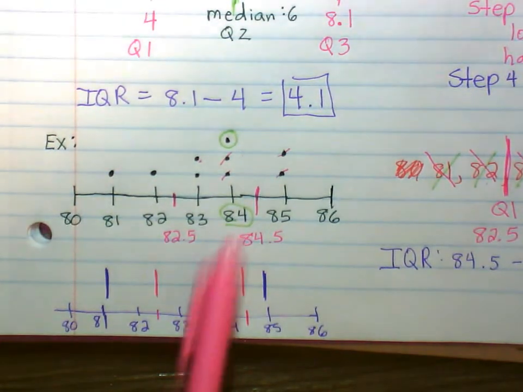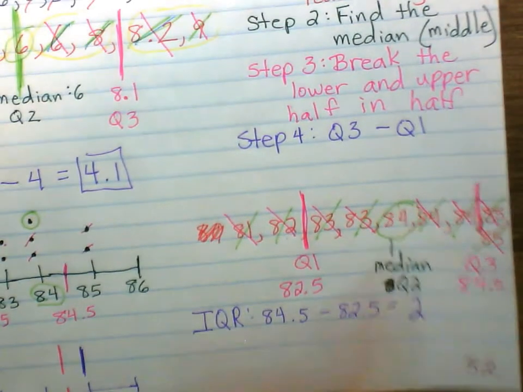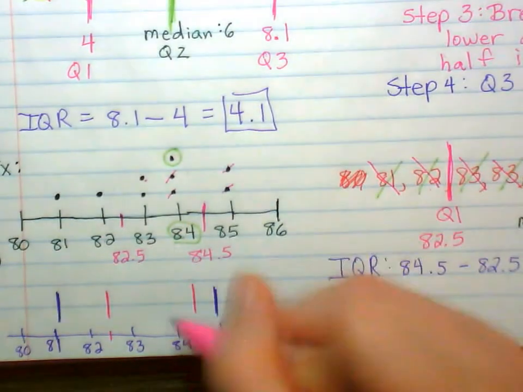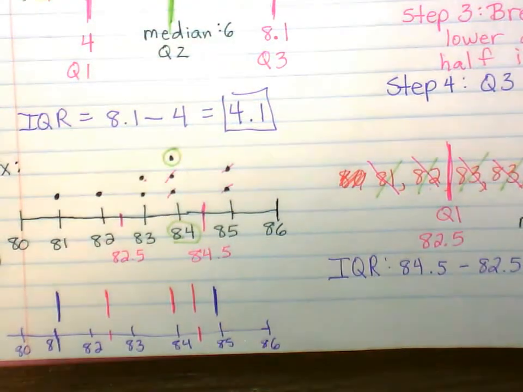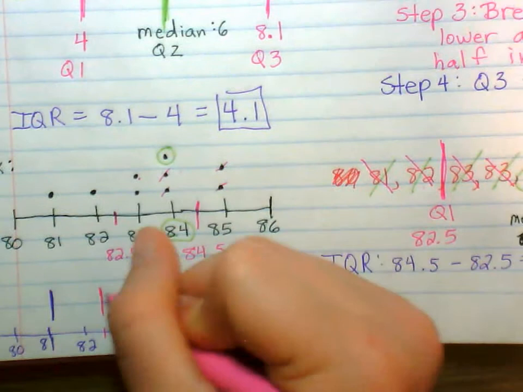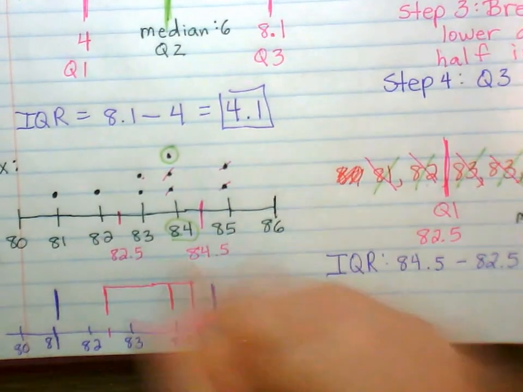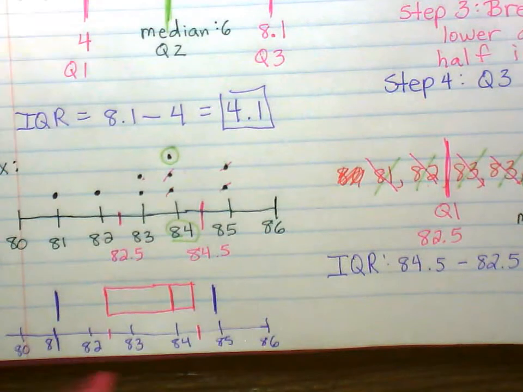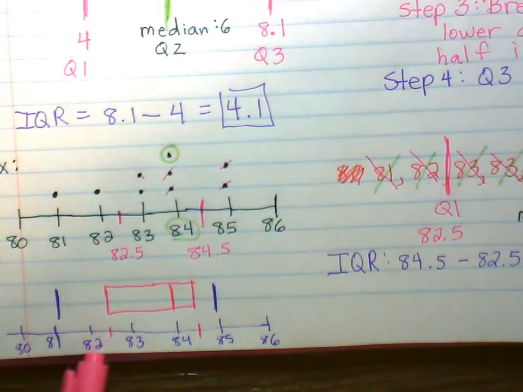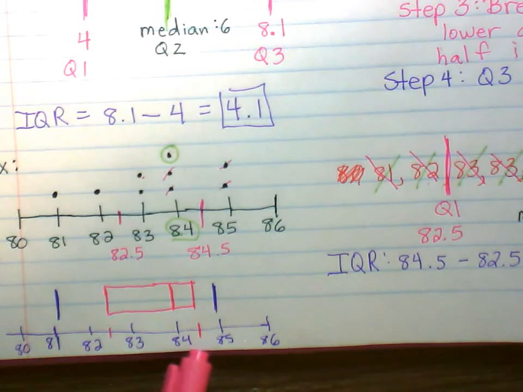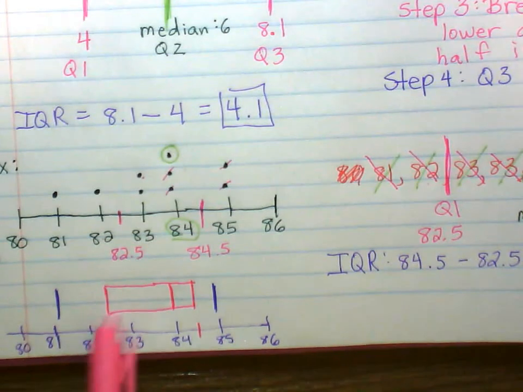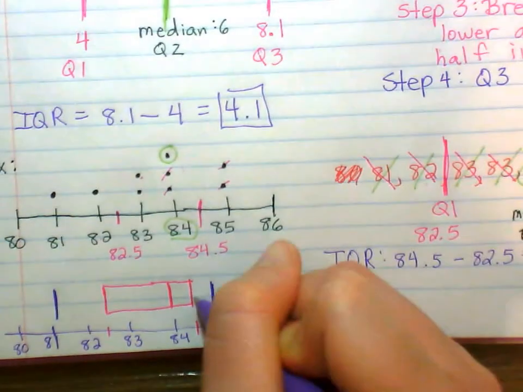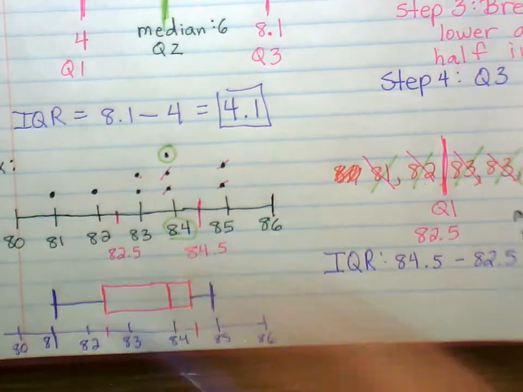And then our median, where was our median? Our middle number was at 84. Our median, our quartile 2, was at 84. So we put it right at 84. So a box and whisker plot has 5 lines. You make the box that connects quartile 1 and quartile 3, because quartile 1 was 82.5, quartile 3 was 84.5. So the interquartile range, you just look right here and subtract right here, and then you make the whiskers. And that's your box and whisker plot.